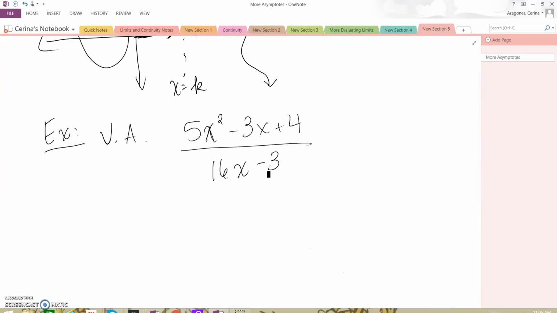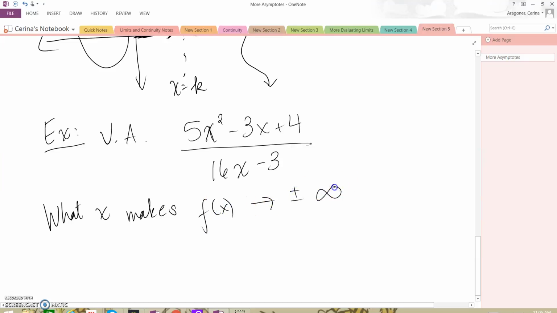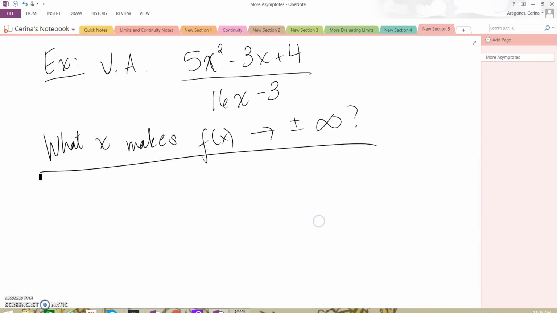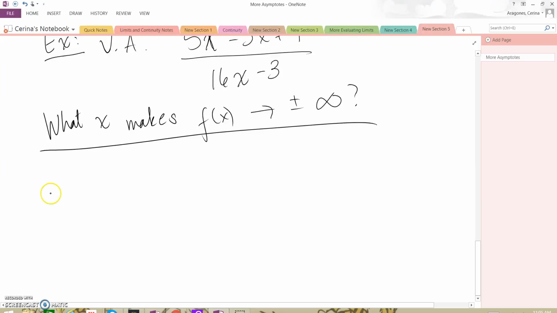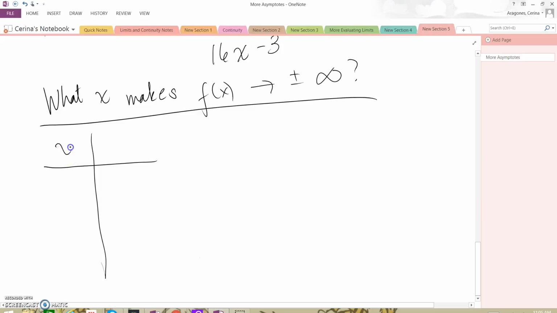Well, the whole goal is to find out what x makes f of x approach positive or minus infinity. Well, how do you make a value approach positive or minus infinity? Let's take a look at what would make my value approach plus or minus infinity. So let's say I have an x and an f of x, and let's just say I'm dividing 1 divided by x. Okay? So if x is 1, f of x is obviously 1 over 1, which is equal to 1.